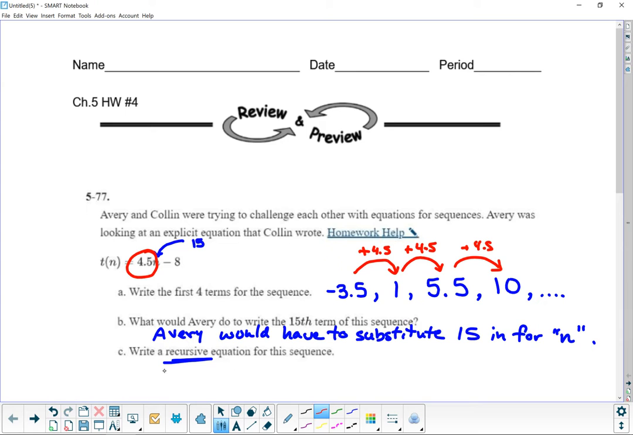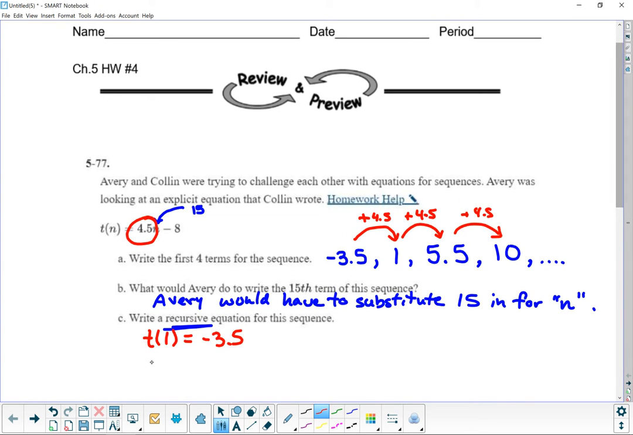So we have to know what's going on, and all we have to do to write recursive is write the first term. So we'll say t of 1 equals negative 3.5. Then to write the rest of them, we just have to write t of n plus 1, meaning I want the next one. That's what recursive means. Recursive means I want the next one after what I have. So t of n plus 1 equals t of n plus 4.5, and that's how I get to the next one and the next one. So to get to the next one, I have to look at the one in front of that and add 4.5. That's basically what it's saying.